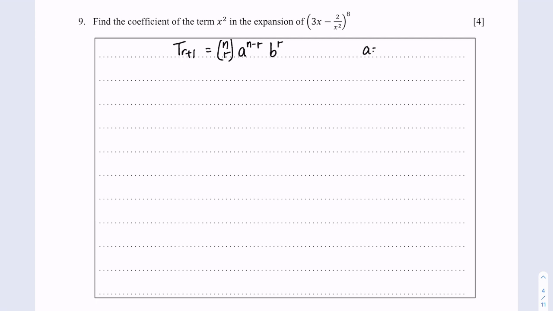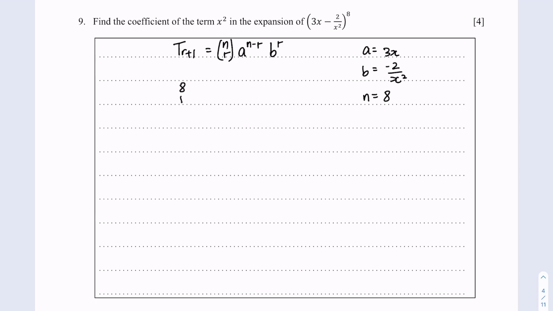In this case, our a value is the first term in our binomial, which is 3x. Our b value is going to be the second term in our binomial, which is minus 2 over x squared. N is the degree of our binomial, which is 8. I don't know what r is, so I need to solve for r in order to find the term containing x squared. So let's plug in all our knowns.